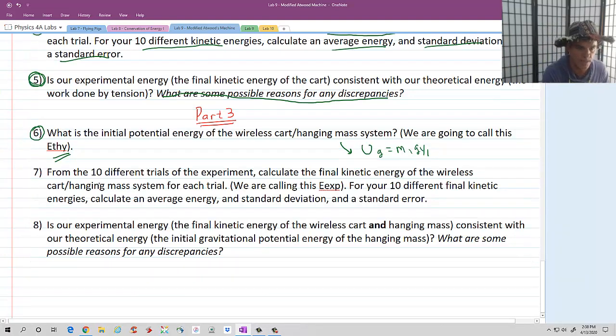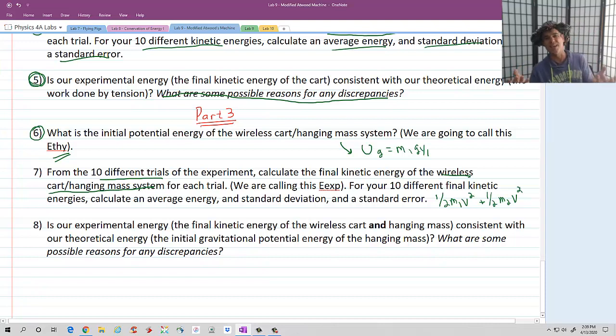So again, from the same 10 different trials, you've got 10 different speeds, but now what you're doing is calculating the final energy of the system. We're calling this our experimental energy, but keep in mind it's the kinetic energy of both the wireless cart and the hanging mass. So our experimental energy is going to be the energy of the hanging mass plus the energy of the moving cart. They're both connected together, so they have the exact same speeds. So those 10 different speeds for the 10 different trials is the speed of both the wireless cart and the hanging mass.